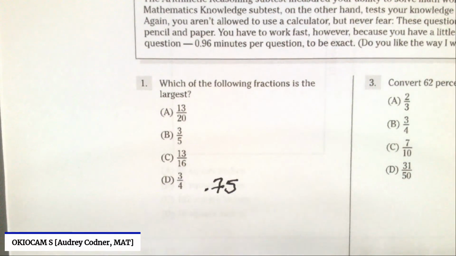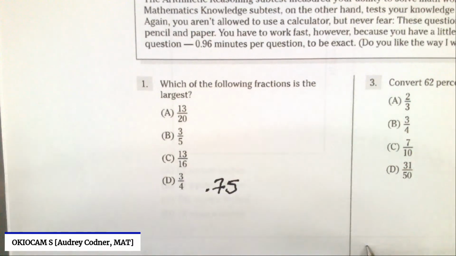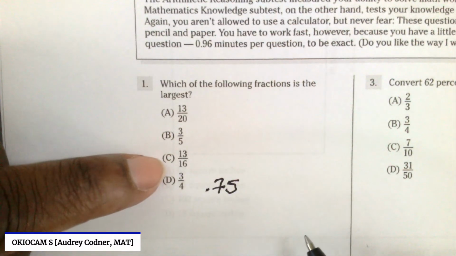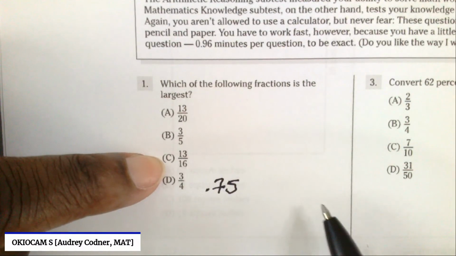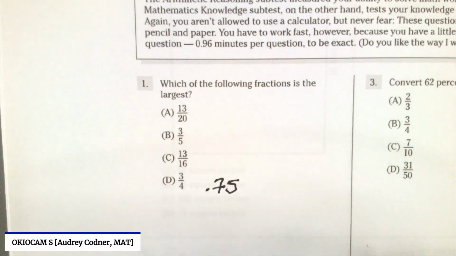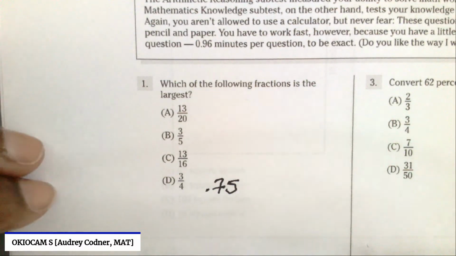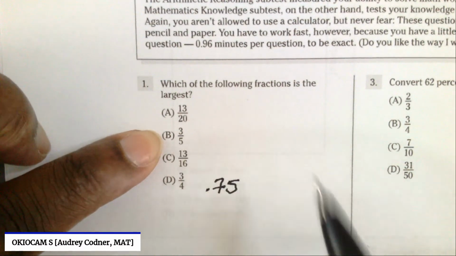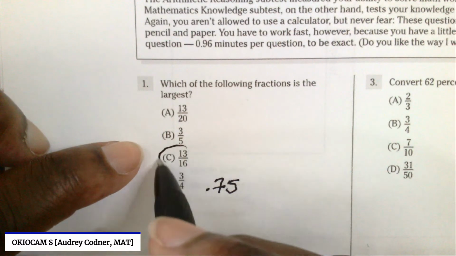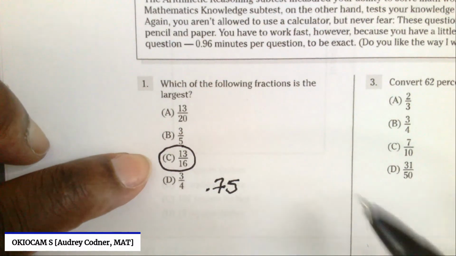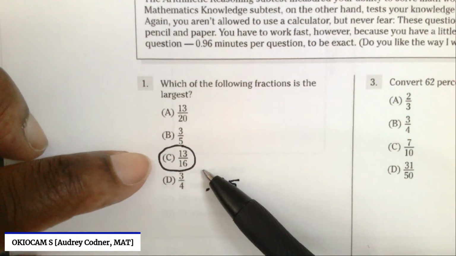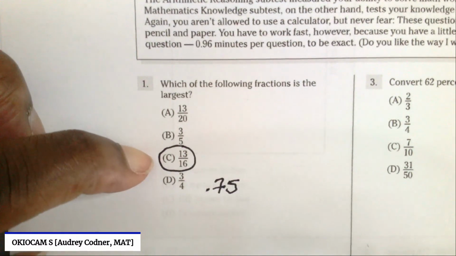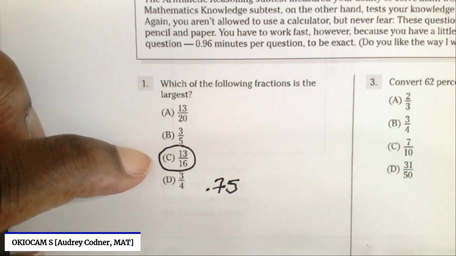So if I look at a whole circle and say I have one of those gigantic pizzas cut into 20 slices, and 13 of those slices were eaten, there are 7 left. But if I think of another gigantic pizza that's cut into 16 and 13 of them were eaten, then I have 3 slices left. So my answer is going to be C, because it's about 0.81. It's almost like you have less than 20% left over.